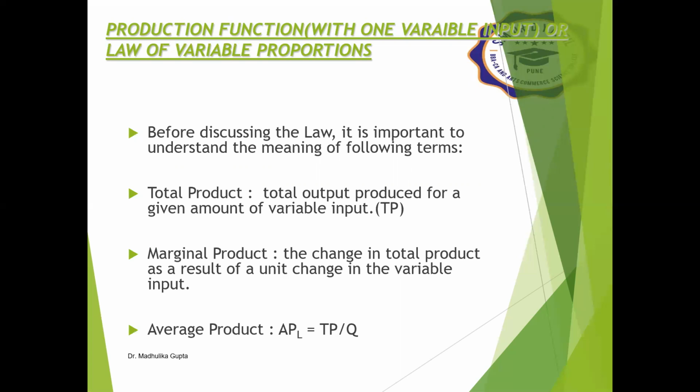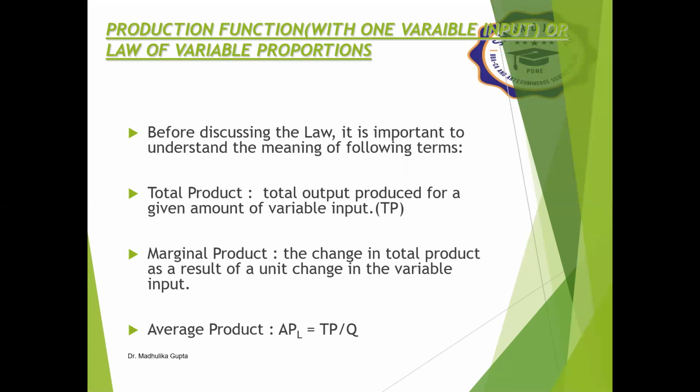Before discussing the law, it is important to understand the meaning of the following terms: total product, marginal product, average product. Now, total product is what? Total output produced for a given amount of variable input. What is marginal product? The change in the total product as a result of a unit change in the variable input. We have studied total cost, marginal cost, same logic. Average product is total product divided by quantity.